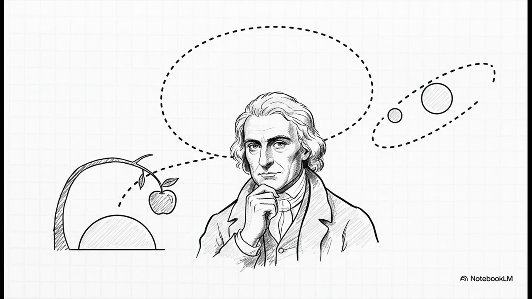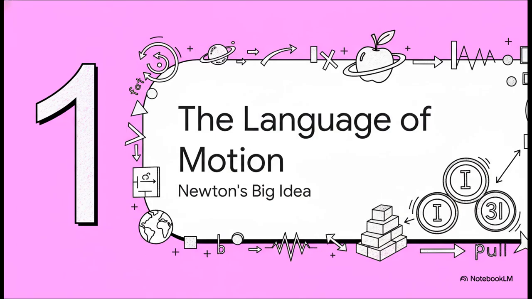His idea was absolutely revolutionary for the time. He said that the very same force pulling that apple to the ground was also the force holding the moon in its orbit. He created one set of rules to rule them all. Okay, so to really get what Newton was talking about, we've got to learn to speak his language. And it's a language that's built on just a few really powerful ideas. These are the building blocks for his three famous laws.